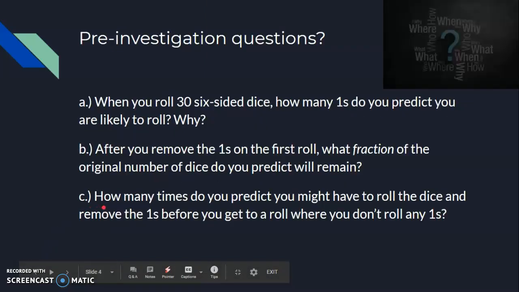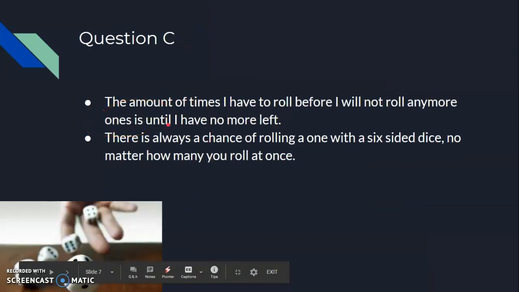For question C, how many times do you predict you might have to roll the dice to remove the 1s before you get a roll where you don't roll any 1s? For that, the number of times I have to roll before I will not roll any more 1s is until I have no more dice left. There's always a chance that you might roll a 1, because with a 6-sided dice, even if it's a 1 in 6 chance, there's always a chance to roll it.